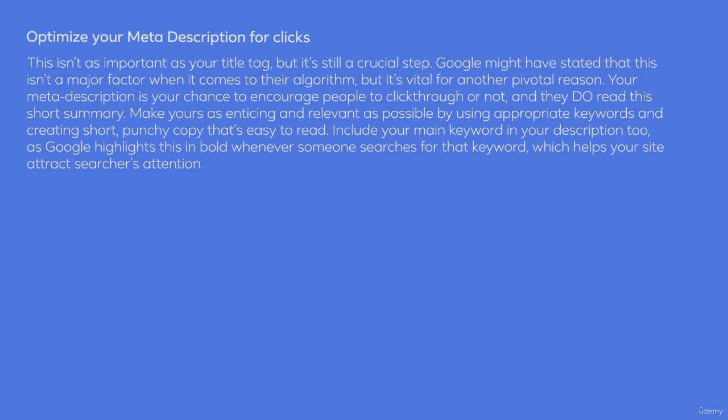Make yours as enticing and relevant as possible by using appropriate keywords and creating short, punchy copy that's easy to read. Include your main keyword in your description too, as Google highlights this in bold whenever someone searches for that keyword, which helps your site attract searchers' attention.